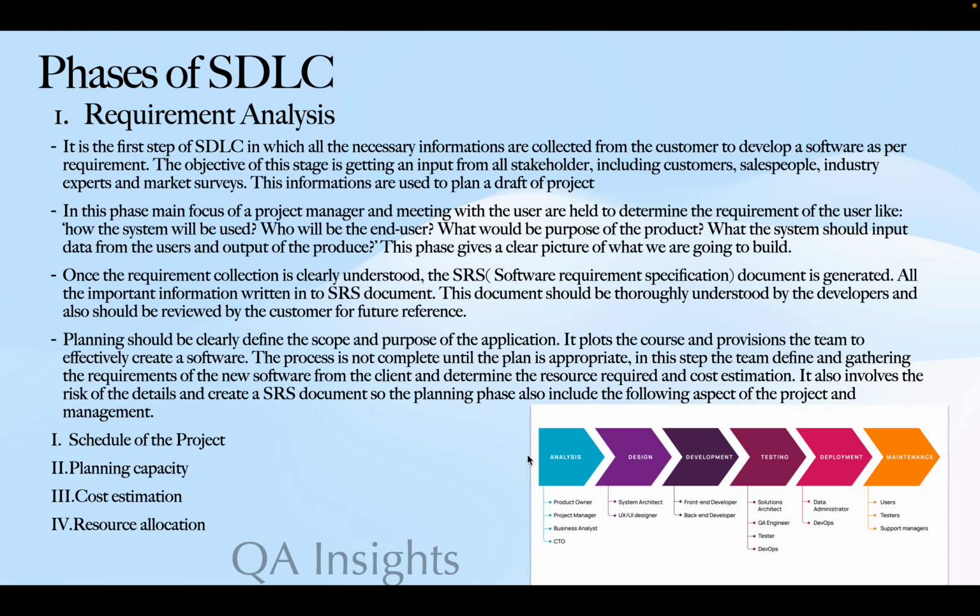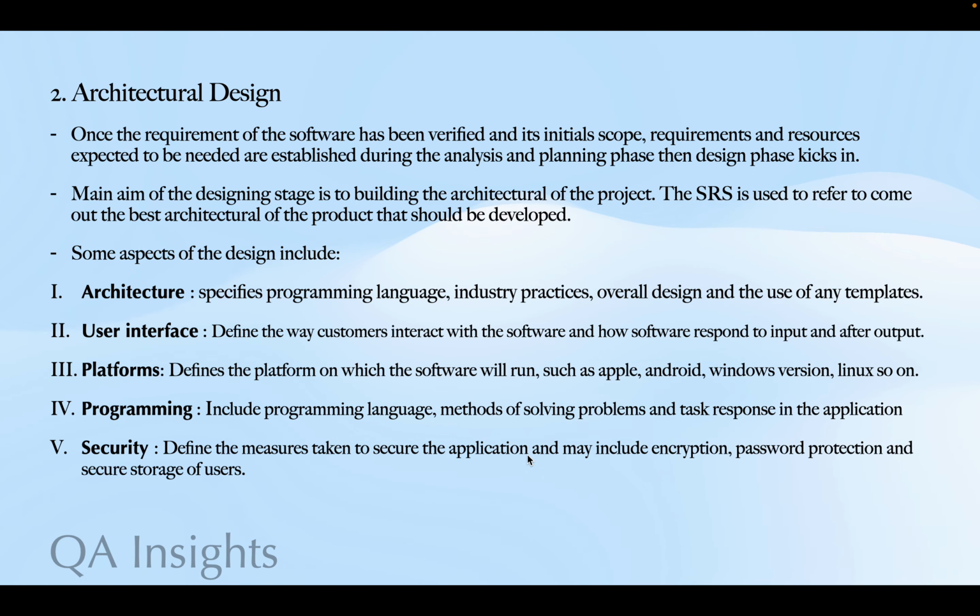The next phase of the SDLC life cycle is architecture designing. Once the requirements of the software have been verified, and the initial scope, requirements, and resources expected to be needed are established during the analysis and planning phase, the design phase kicks in. The main aim of the design stage is to build the architecture of the project. The SRS is used as a reference to come up with the base architecture of the product that should be developed.